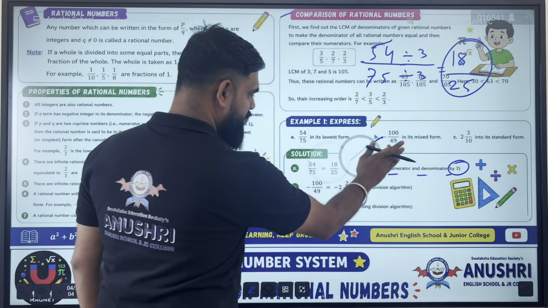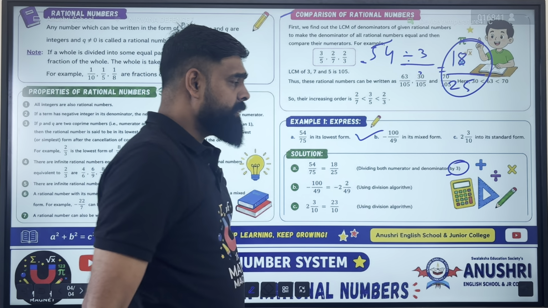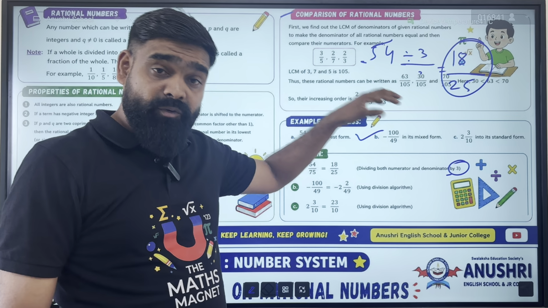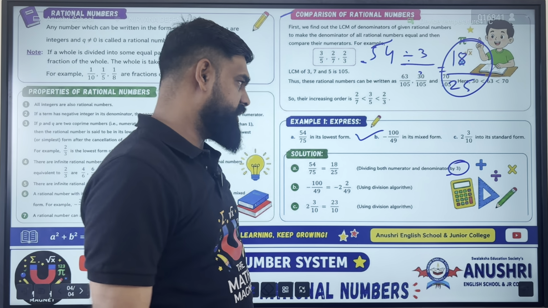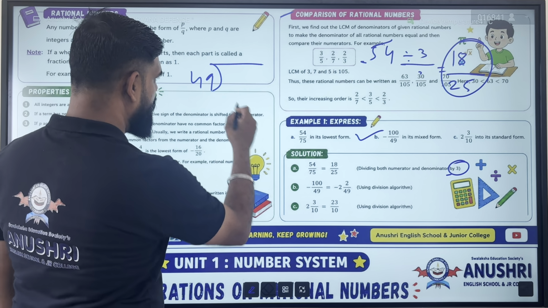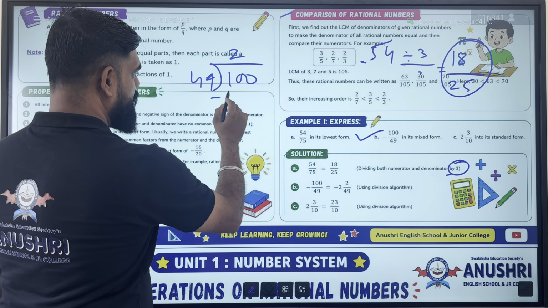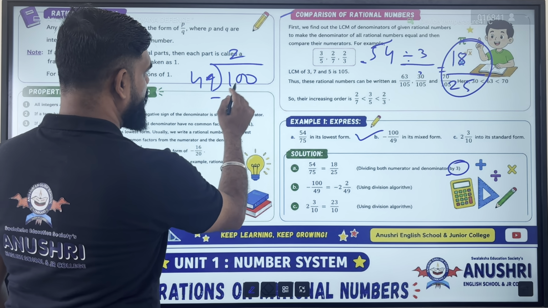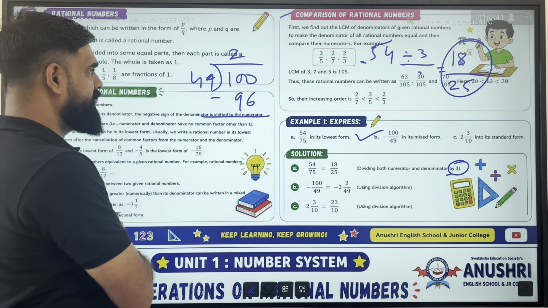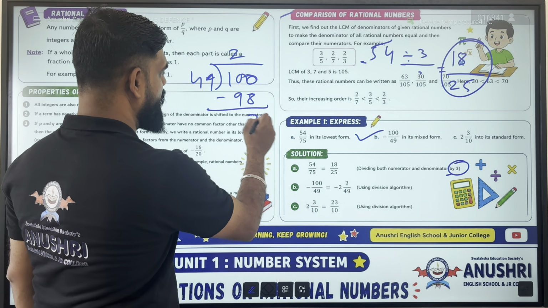Okay, so let us solve the next numerical. So we got here minus 100 by 49 in its mixed form. We have to write the mixed form of the fraction. Okay, so how to find the mixed form? So let us divide this 100 by 49. So 49 twos are how much? 49 twos are 98. So we got 2 here.